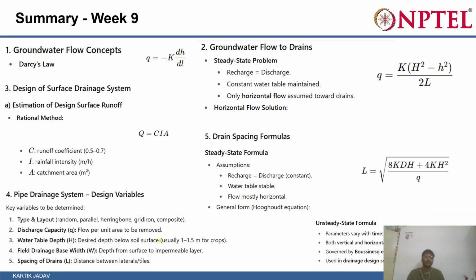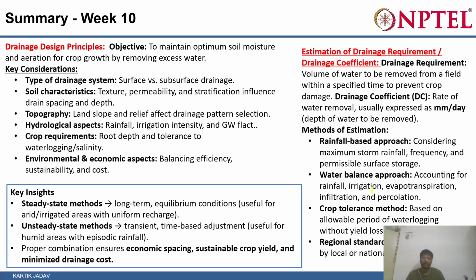These are fundamental concepts related to groundwater flow that are important when you are designing a subsurface drainage system. For that, this understanding is very fundamental. We use this and derive the drain spacing formula for steady state condition. The final formula is L equal to 4kdh plus 4kh square by q. This is all under the root.